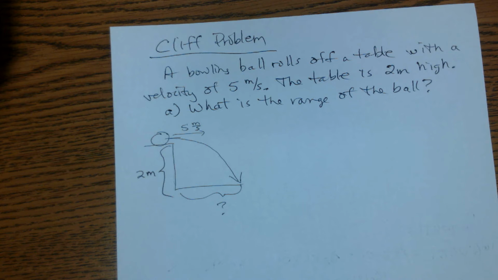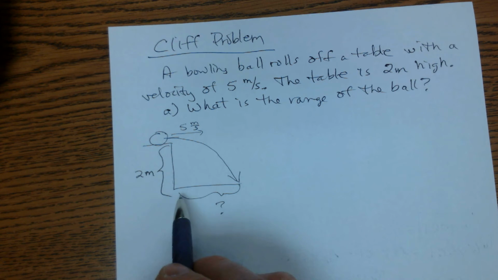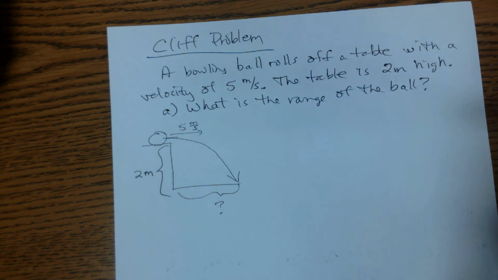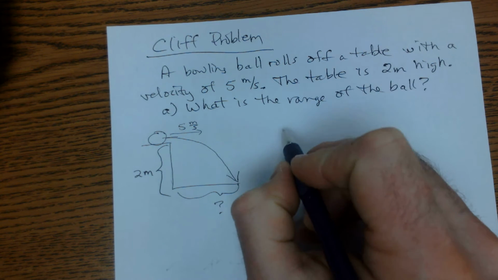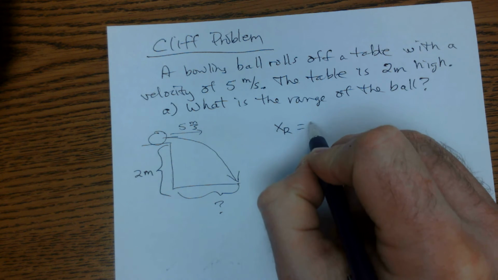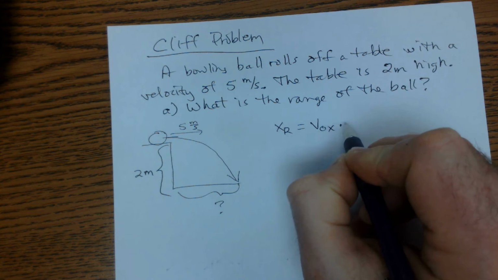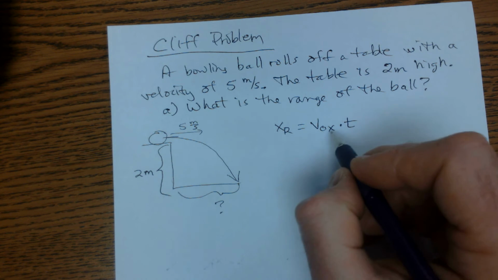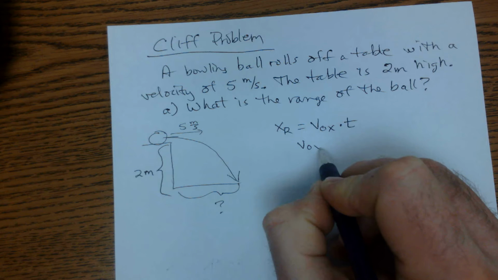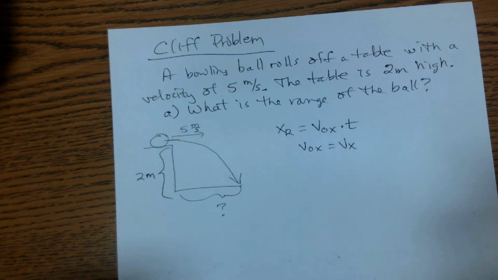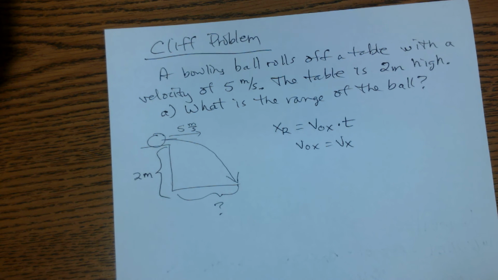So there's a couple of things we need to know. If we're going to find the distance it's going to travel, we need to know the velocity and the time. Well, the distance in the x direction, or the range, is going to be velocity in the x direction times the time. Well, it's pretty simple because the initial velocity in the x direction is always equal to just velocity in the x direction. It's not going to change at all.